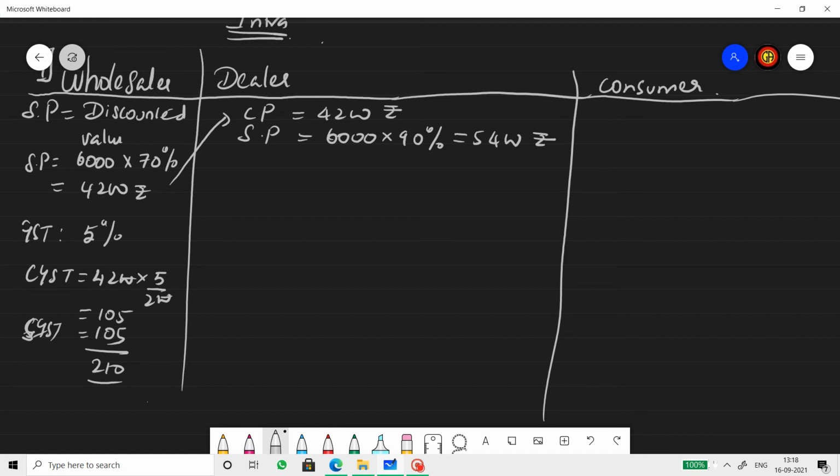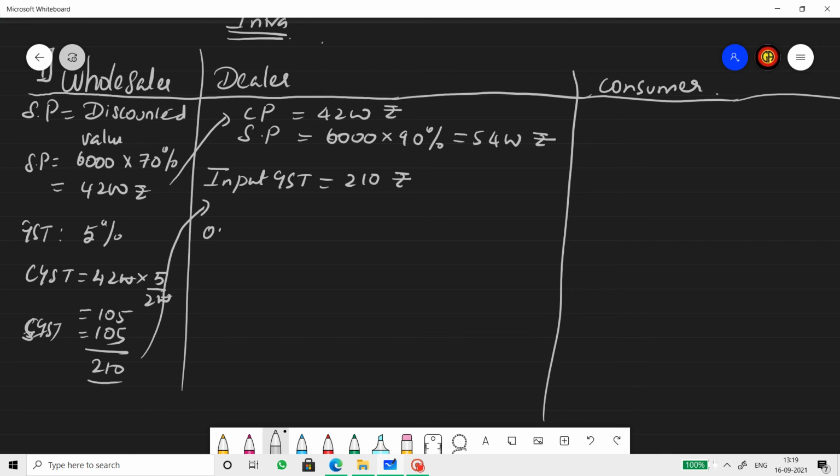Now, cost we know, selling price, sales we know. Now, what is the input GST of the dealer? Well, whatever the dealer paid to the wholesaler is the input GST, which we found as 210. So, input GST equals 210 rupees. In that, remember, half is CGST and half is SGST.